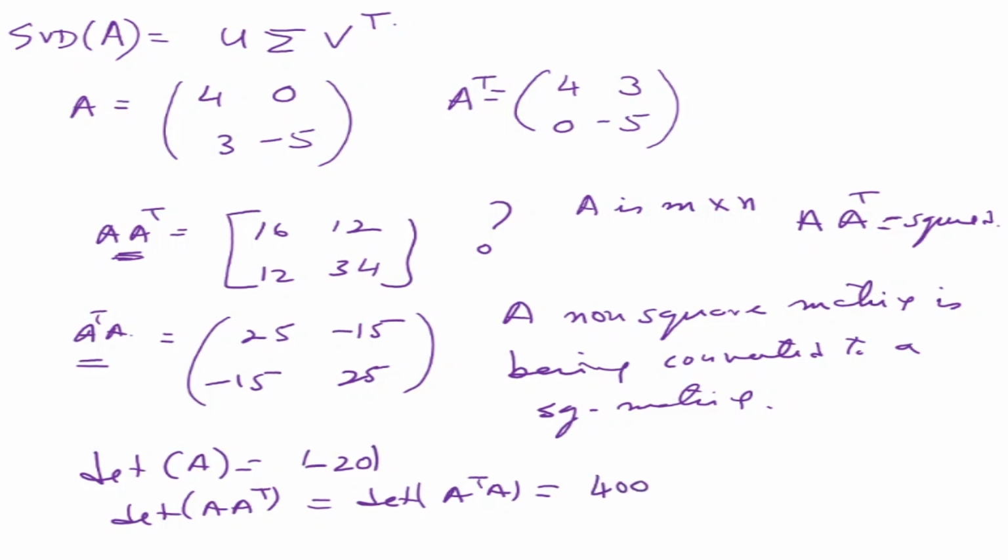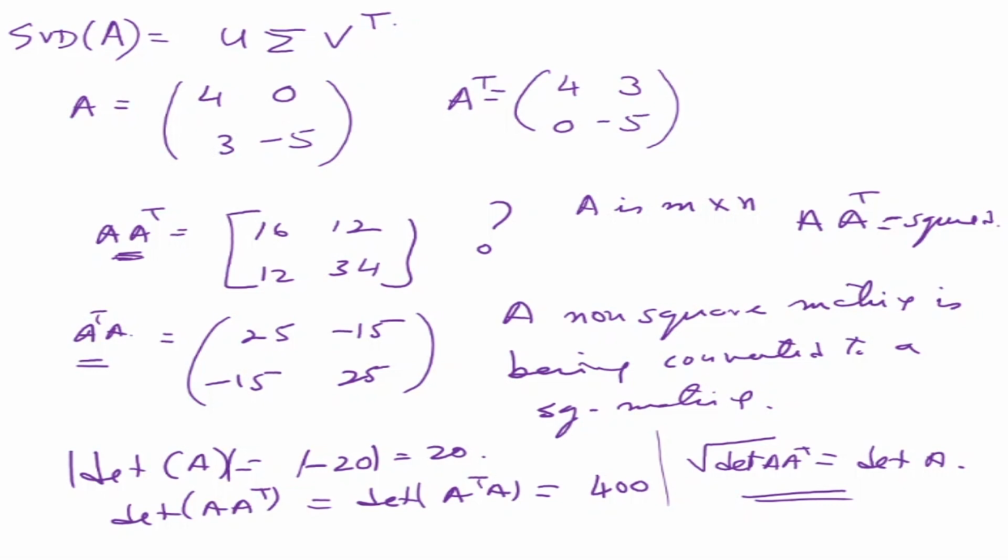So the determinant of this is 20. Something interesting to note is that the determinant of A transpose is equal to the determinant of A. That's what we're seeing here. So it is interesting to note that these determinants are equivalent.